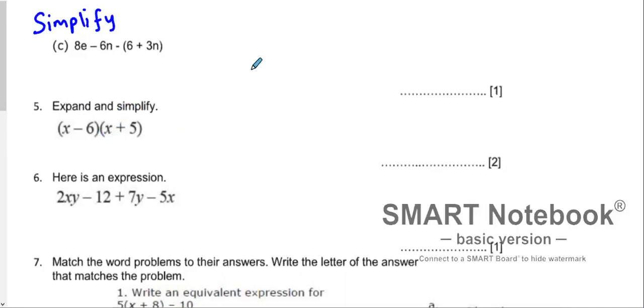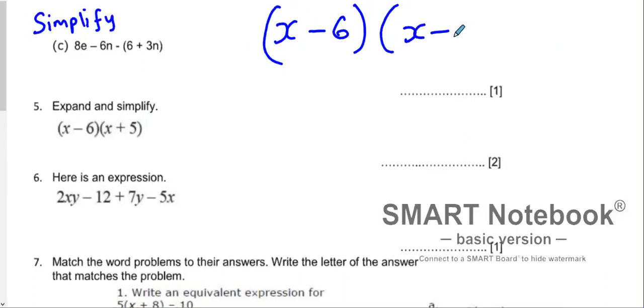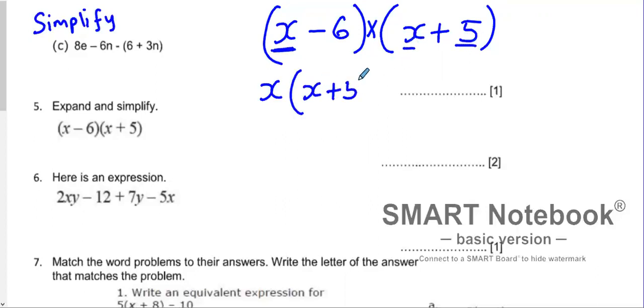Expand and simplify. Let me try to zoom. We have x minus 6 and x plus 5. This, I guess, is zoomed in nicely. In between this pair of brackets there is a multiplication sign. Now, how do we multiply from here? You take the first term, which is x, and multiply it with all of x plus 5. And again, the minus 6 will have to multiply x plus 5.